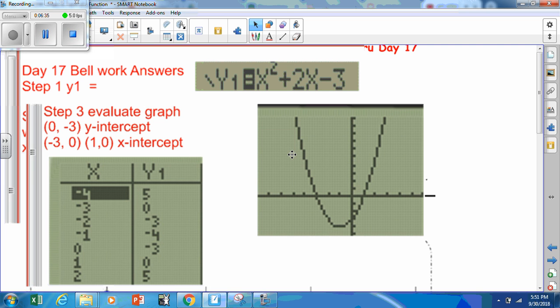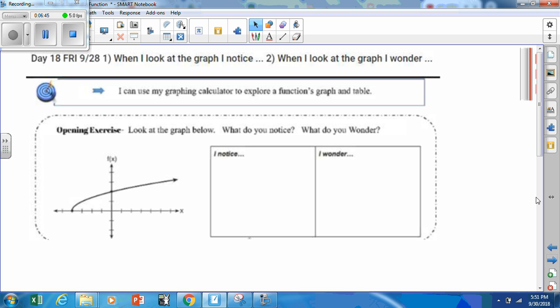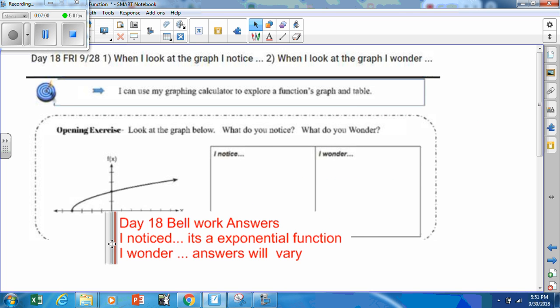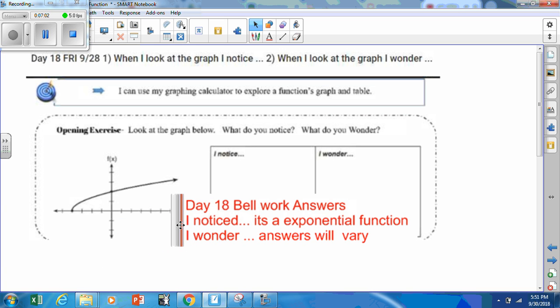Finally, on Friday, bell work. What do you see? What do you notice? Well, you may or may not remember, but this is one of those exponential functions. So you could have answered any of the following ways. I noticed blank is an exponential function, or I just simply noticed that it starts low and moves up from left to right. I wonder, answers will vary. So this was a quick recap of our bell work for the week.